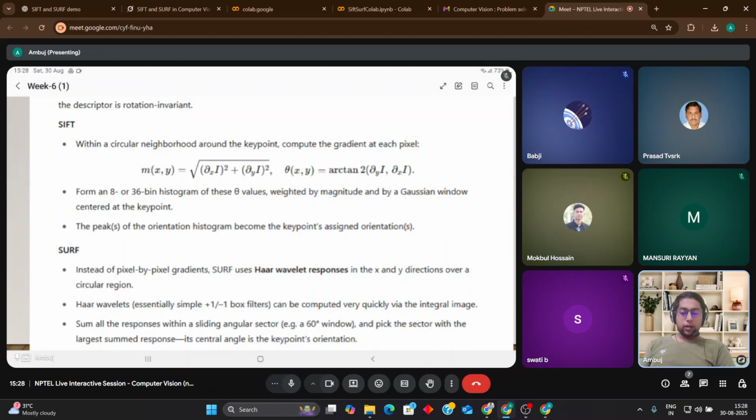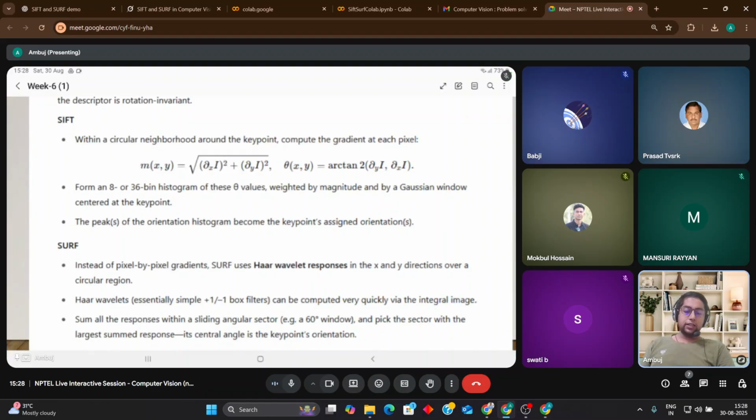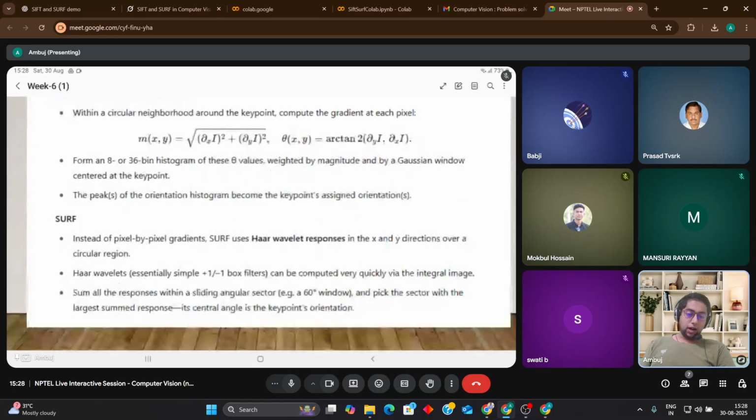Then SURF, instead of pixel by pixel gradient, uses Haar wavelet responses in x and y directions over a particular circular region. These Haar wavelet responses can be computed very quickly via the integral images. You sum all responses within a sliding angular sector and pick the sector with the largest sum response. This one is regarding your SURF.